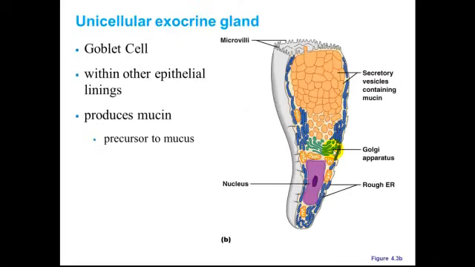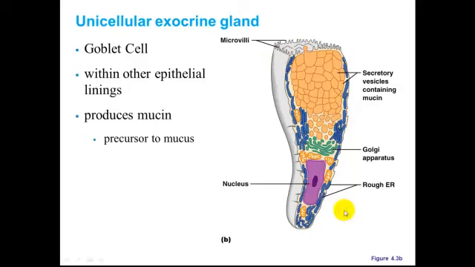Now there are some unicellular glands. We actually mentioned one of these before. This is the goblet cell that would be found within the pseudostratified ciliated columnar epithelium. This is a single cell that acts as an exocrine gland. Now this does not have a duct per se, but this does release its product externally.